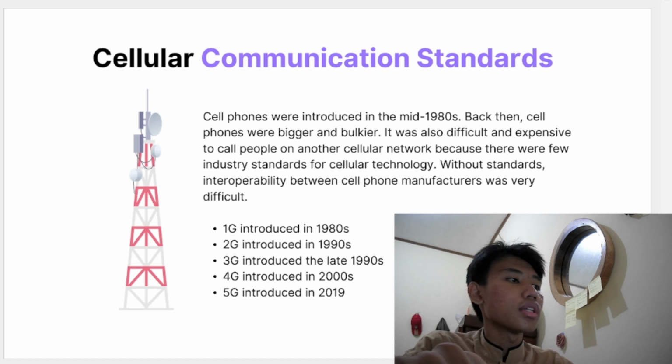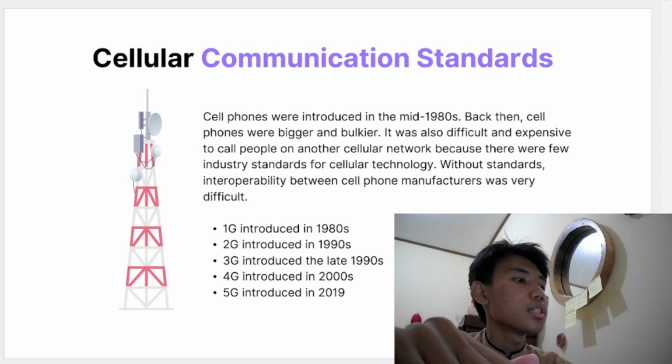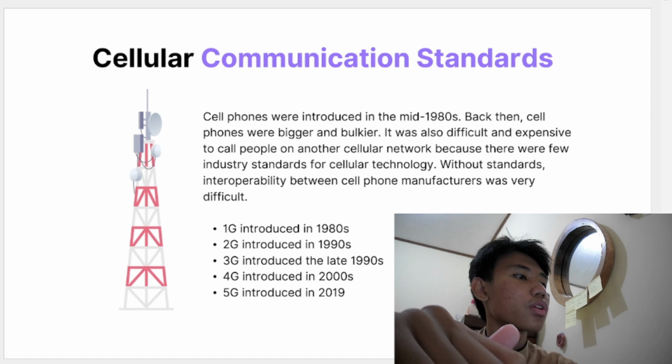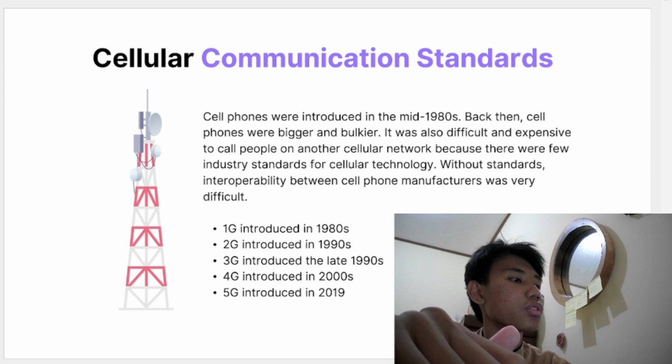2G, introduced in the 1990s. The second generation standards switched from analog to digital standards. 2G provided speeds up to 1 megabit per second and supported higher call quality. 2G also introduced short message service, which is used for text messaging, and multimedia message service, which is used for sending and receiving photos and videos.